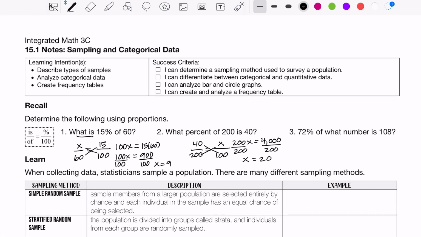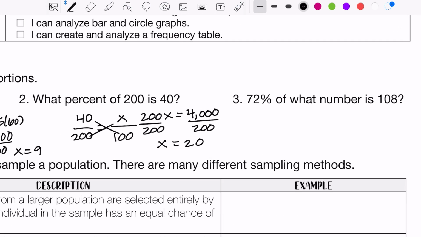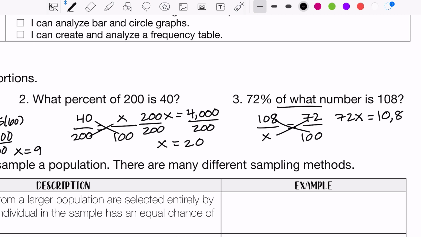And then the last one, again, just setting up those values that you can. 72% of what number? Of what number means that one is going to be x, and then this is 108. So we're going to get 72x equals 10,800. Divide both sides by 72, and you get x equals 150.